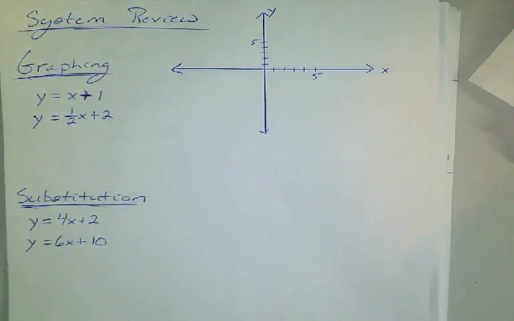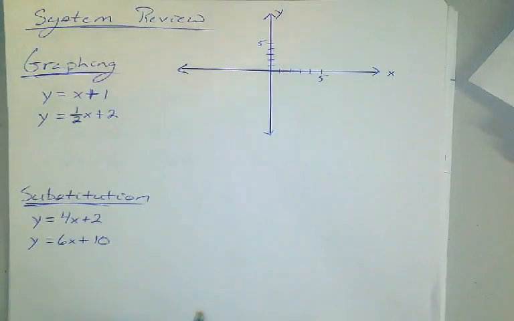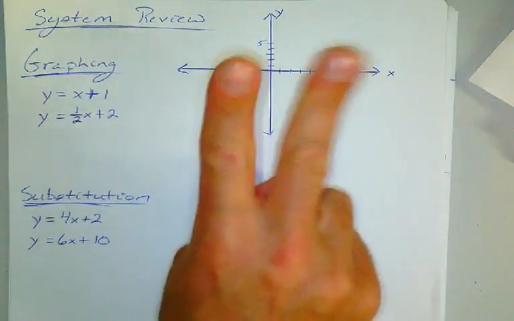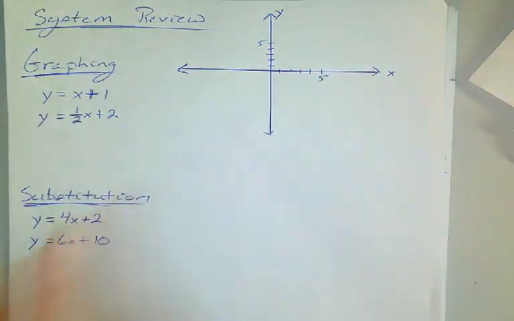We were solving 2 linear equations that had 2 unknowns, normally called x and y, and we would solve for both x and y. And we had 3 strategies for solving. We had graphing, we had substitution, and we had elimination. So, 3 strategies.